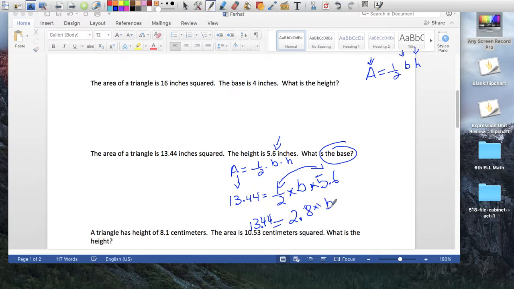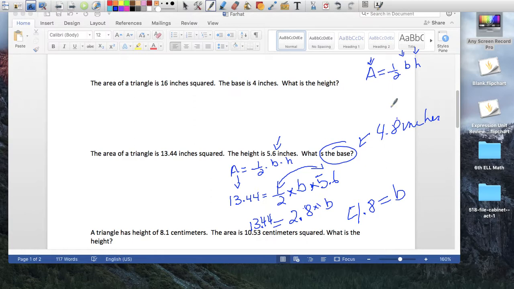How do I find what b is? To find out what b is, I'm going to have to divide 13.44 divided by 2.8. So to find b, I'm going to take 13.44 and divide it by 2.8. That's going to give us 4.8. So the base of this triangle is 4.8 inches.